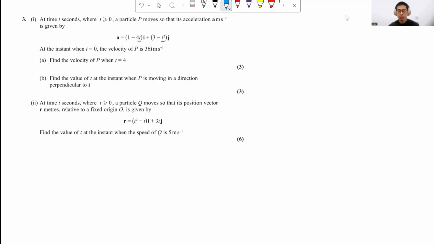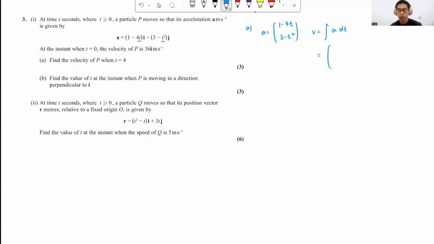So if you have acceleration and you want to figure out the velocity, we should use integration. First we have a equal to 1 minus 4t for the i component, and then 3 minus t² for the j component. If you want to find out velocity, we do the integration. So velocity is the integral of acceleration. You have to integrate both components.